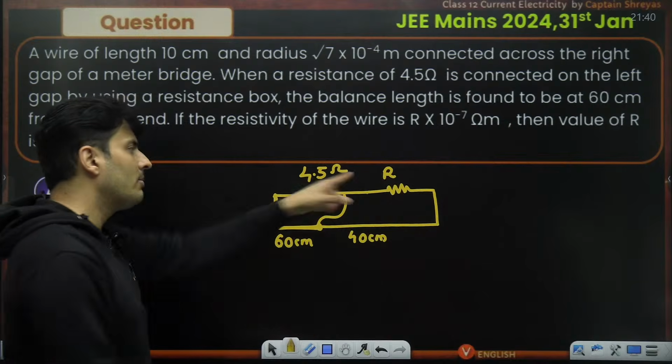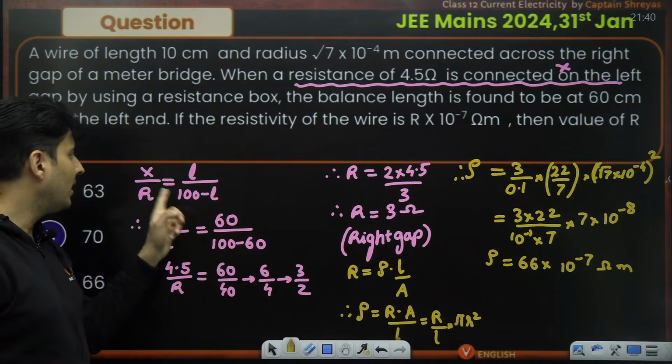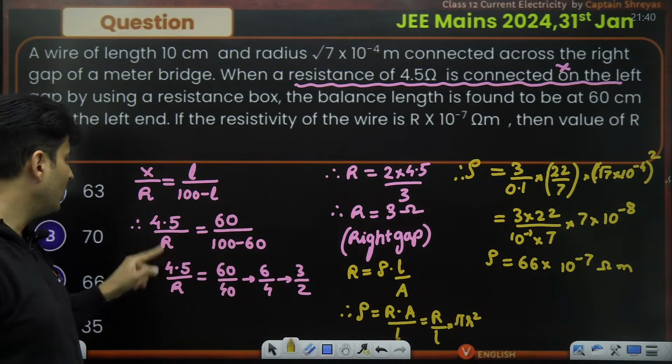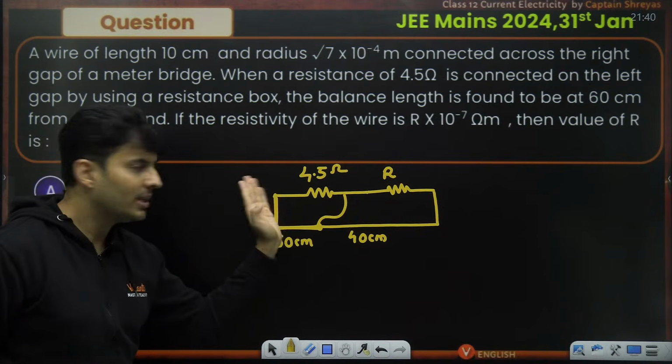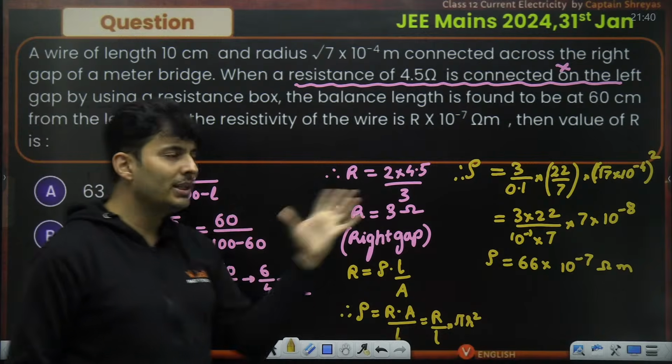Okay. So from this, we found out R using our normal formula. X by R is this formula. So I found out R simply. This by this is this by this. So I got R. So R came out to be 3 ohms.